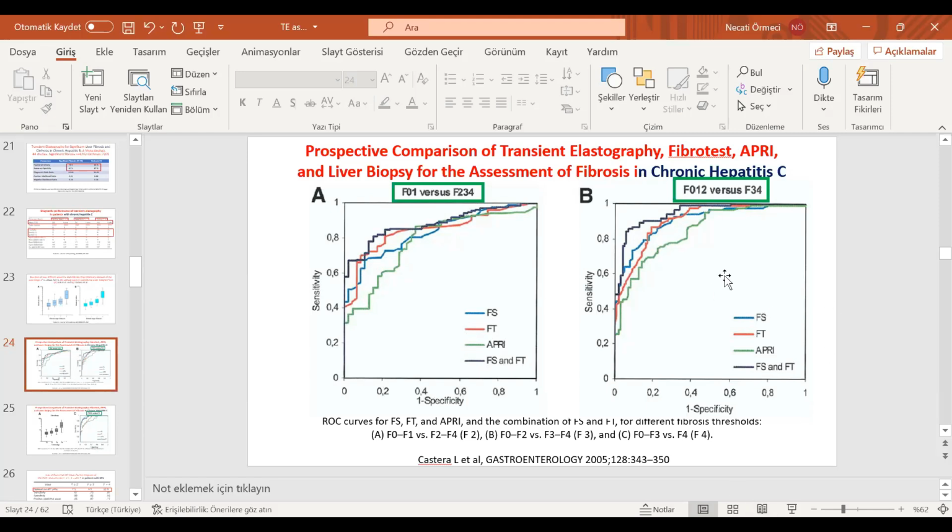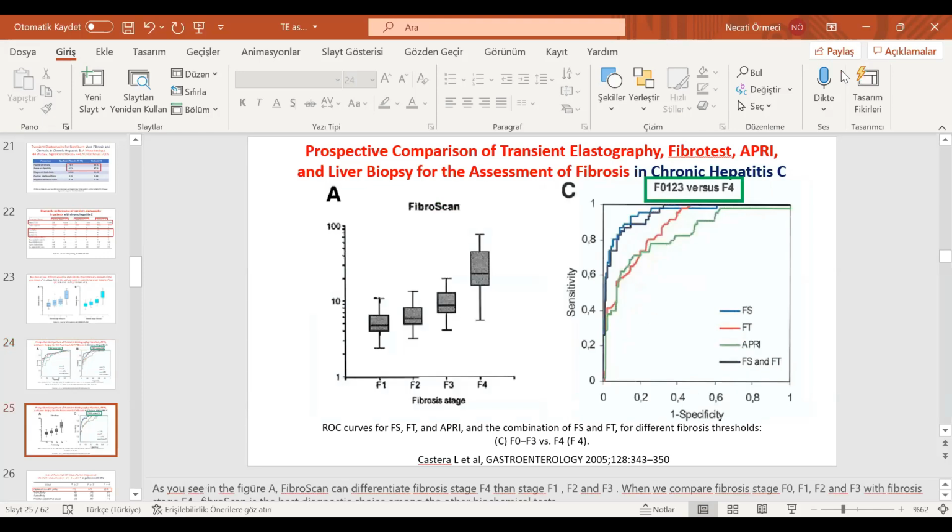If we compare F1 to 2 versus 3 and 4 in these patients, again the combination of FibroScan and fibrotest together may be the best option, but FibroScan alone looks like the second option. Again, in this study, F4 fibrosis can be easily differentiated from F1, F2, and F3.